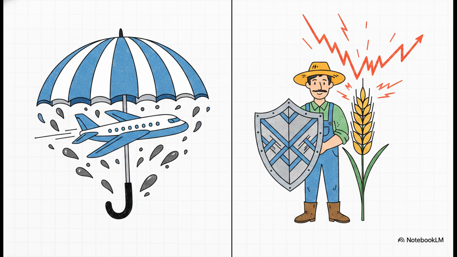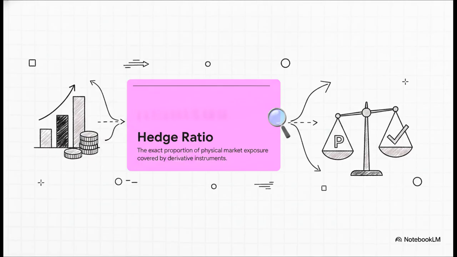Similarly, a farmer can sell wheat futures before harvest, ensuring a stable, predictable income even if global inventories spike and prices crash. But you can't just guess how much protection you need. It requires a precise calculation known as the hedge ratio. The hedge ratio is the exact proportion of a business's physical market exposure that needs to be covered by derivative instruments to effectively manage their risk.